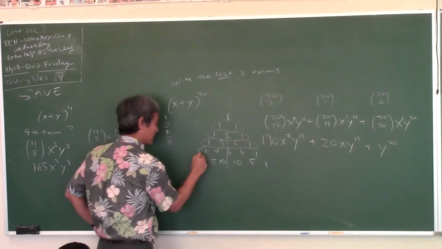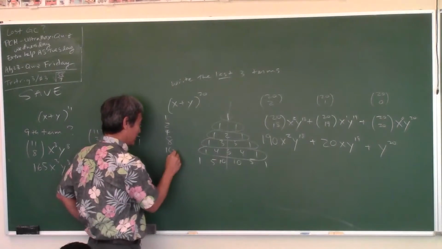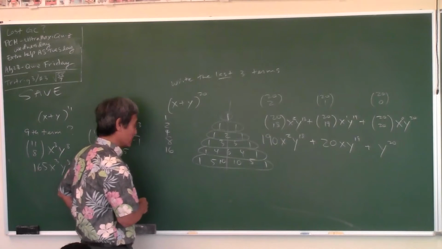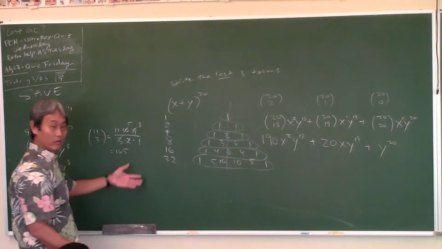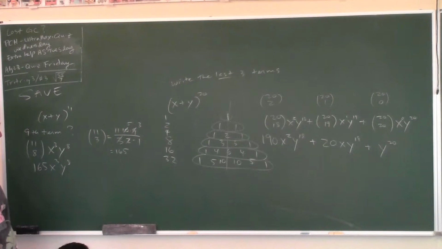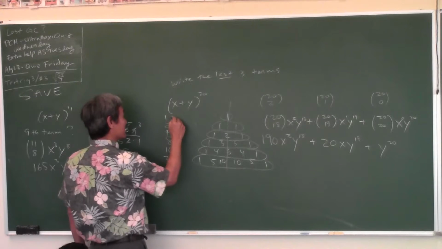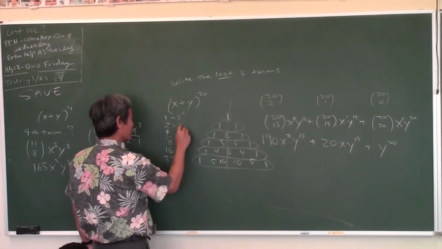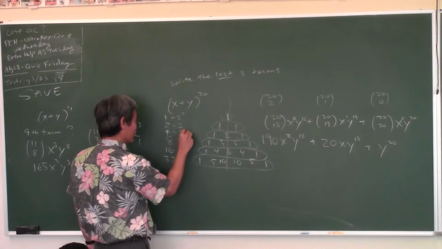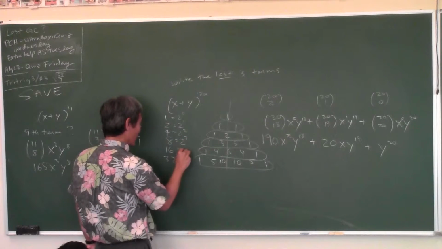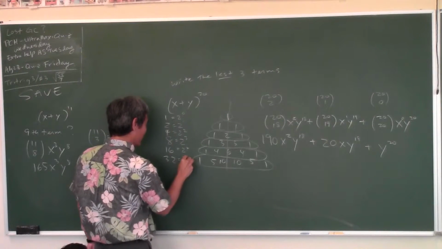8, 4, 16, here's the 5th row, add up those numbers. Whoa! What are these numbers? Yeah, exactly. These are the powers of 2. This is 2 to the 0, 2 to the first, 2 to the second, 2 to the third, 2 to the fourth, and 2 to the fifth.